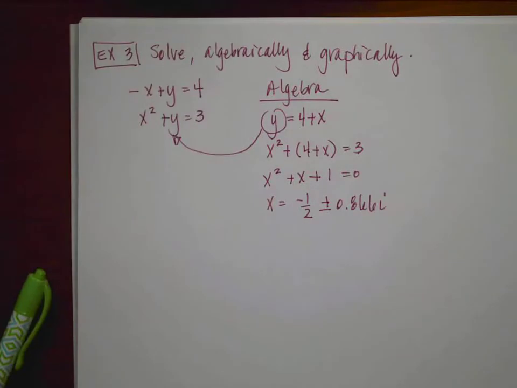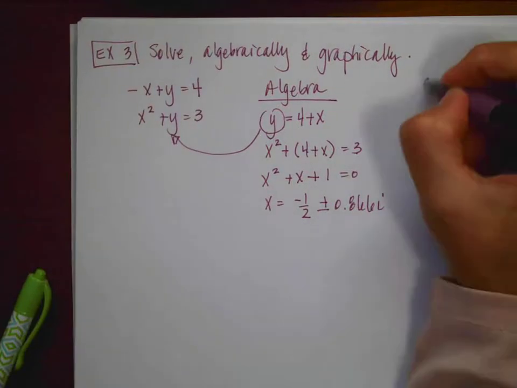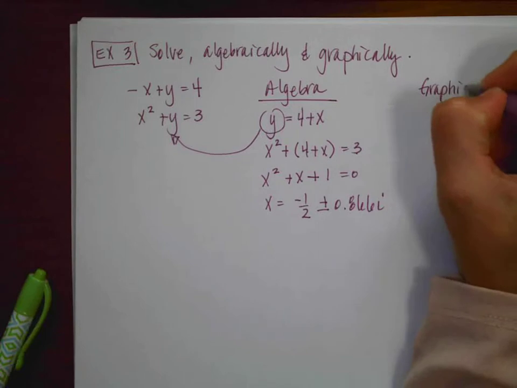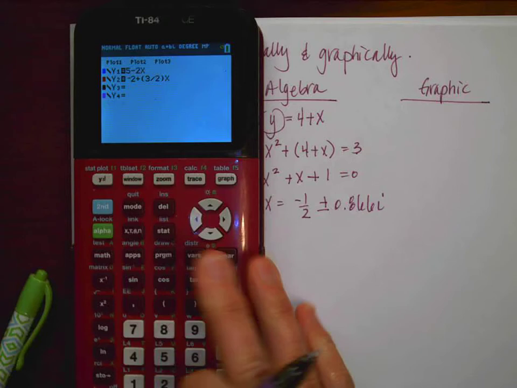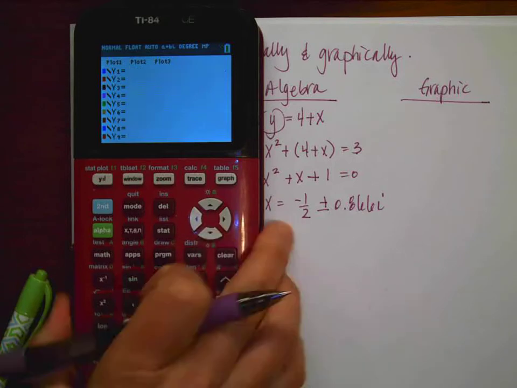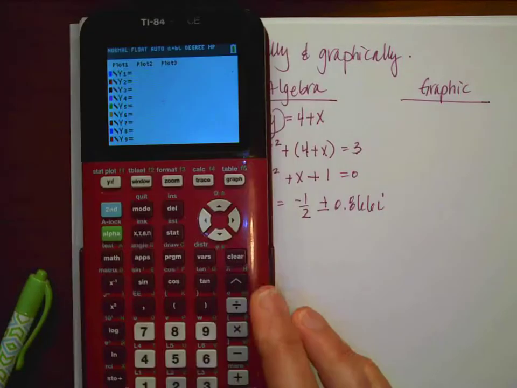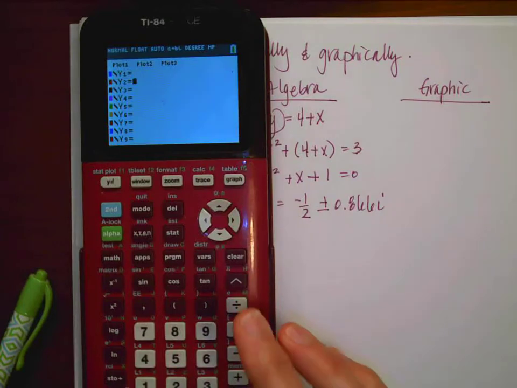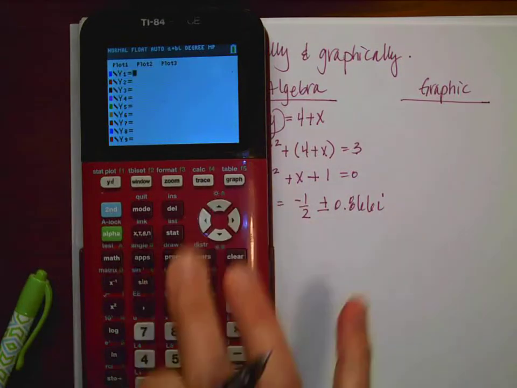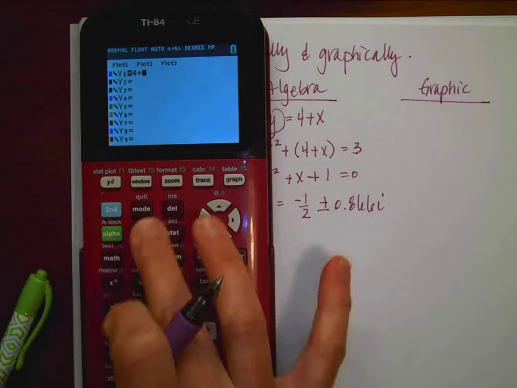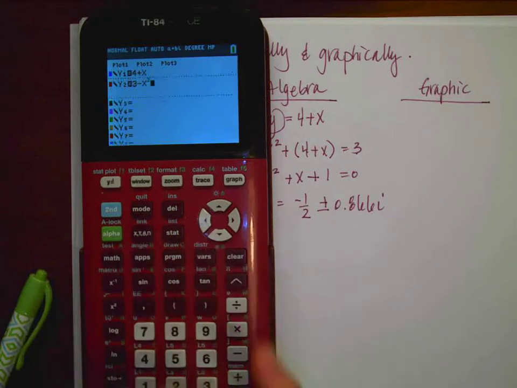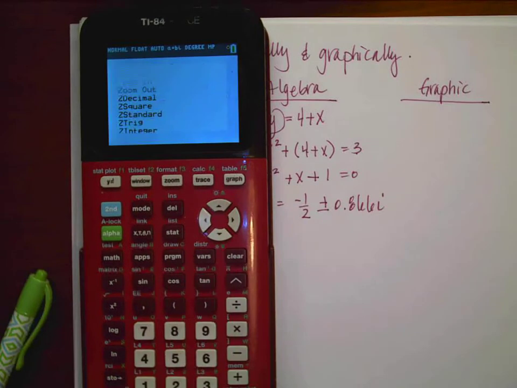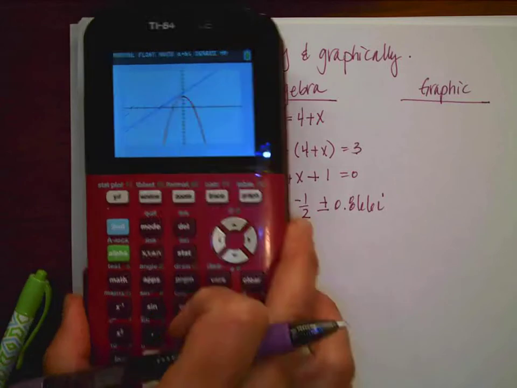Alrighty. The interesting thing happens when I graph. So now I'm going to do the graphic solution. So when I graph my two equations, I'm going to go to my y equals and clear what's there. And I'm going to graph y is equal to, the first one was 4 plus x. And then my second one was 3 minus x squared. And I'm going to do a zoom 6. There's the first line. There's the second line.